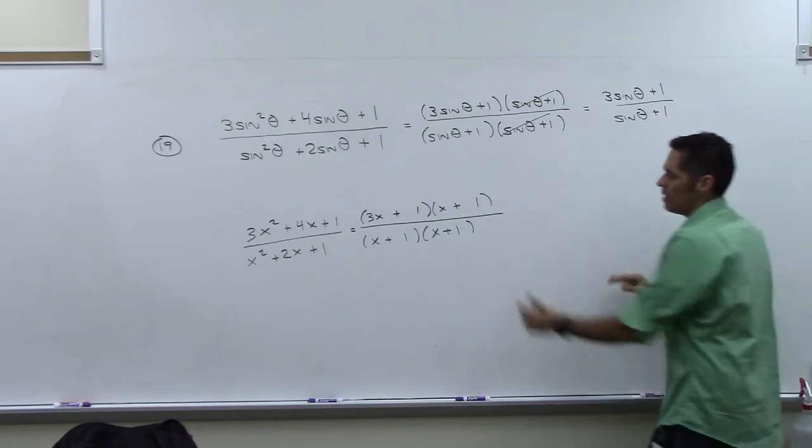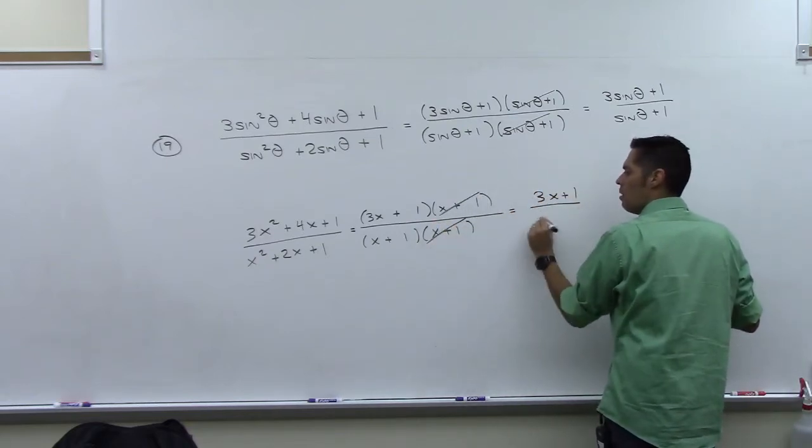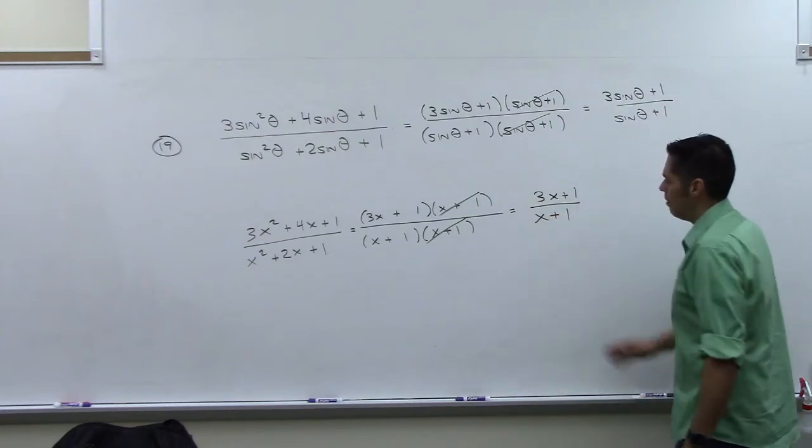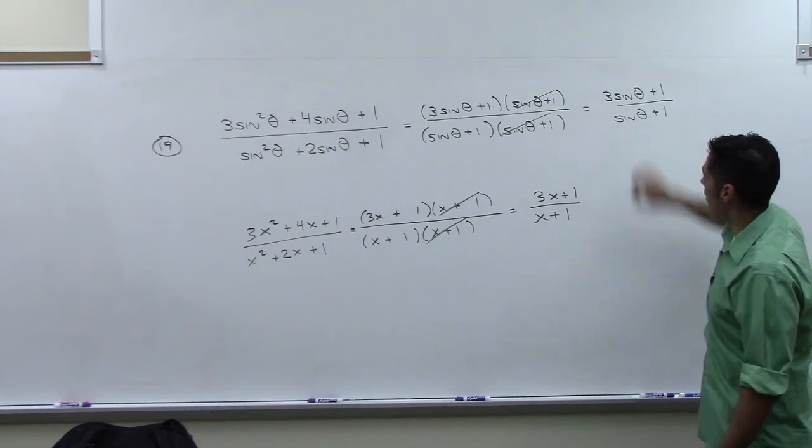It's kind of like if we canceled here, we'd have 3x plus 1 over x plus 1. Right, we can't cancel the x's or the 1's. So we just leave it like that.